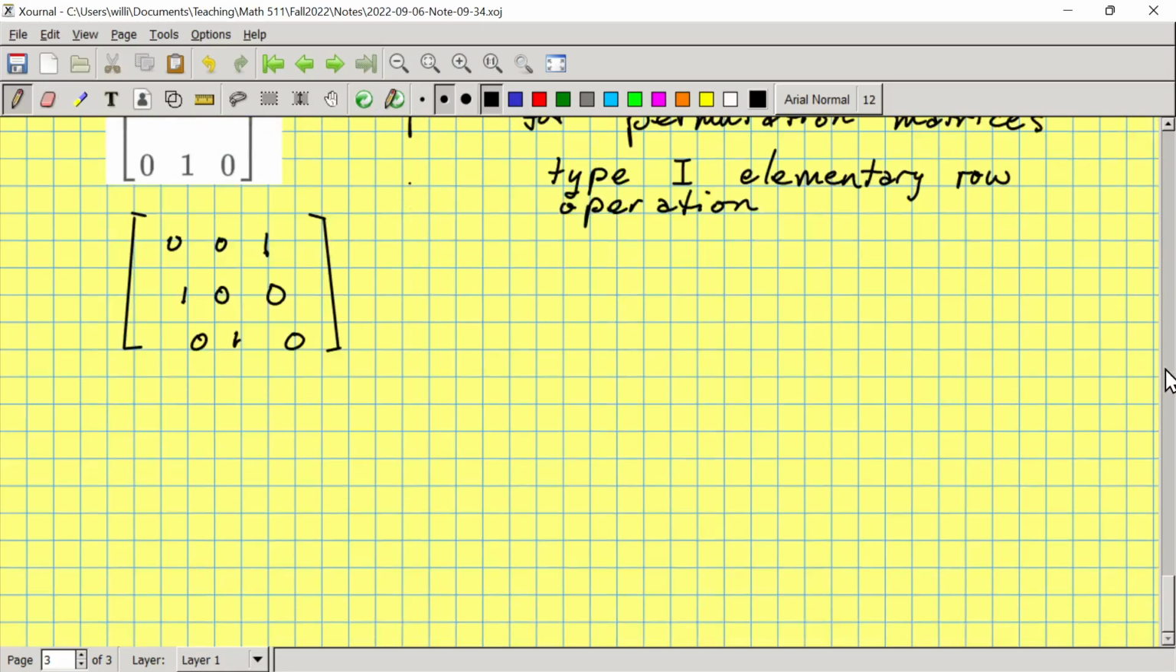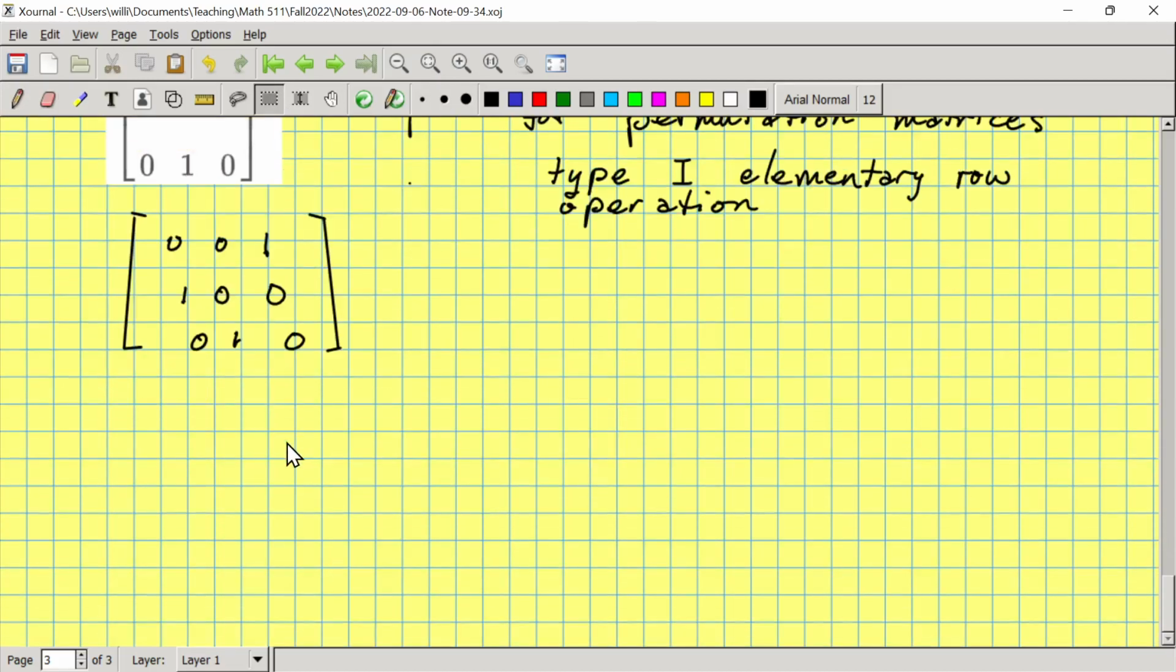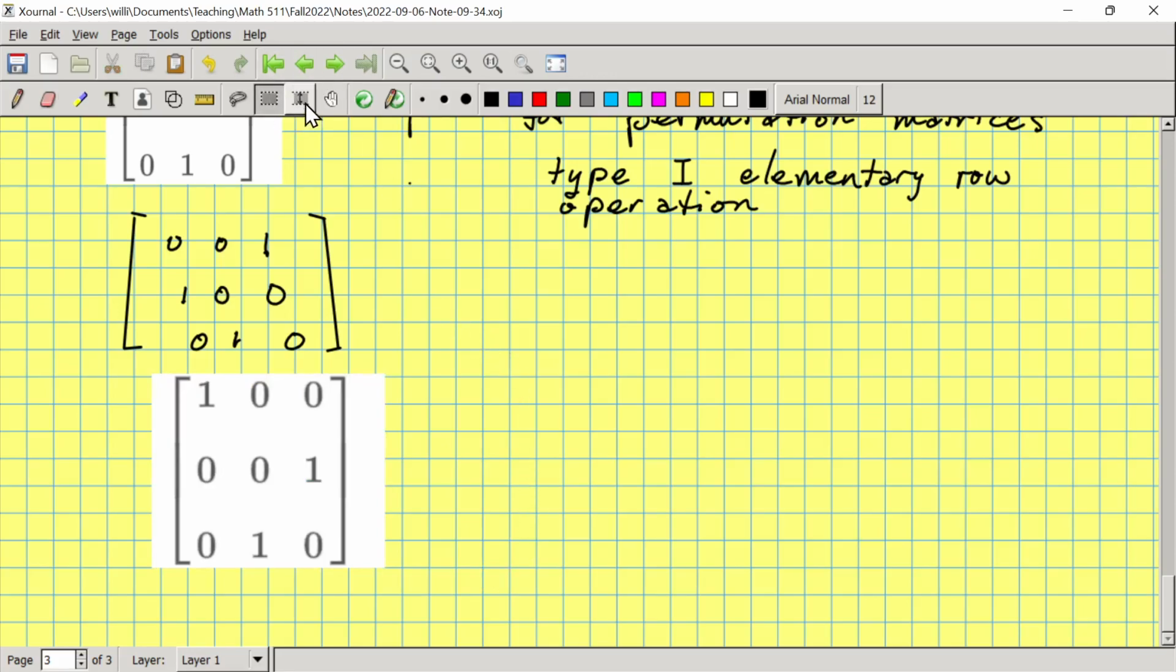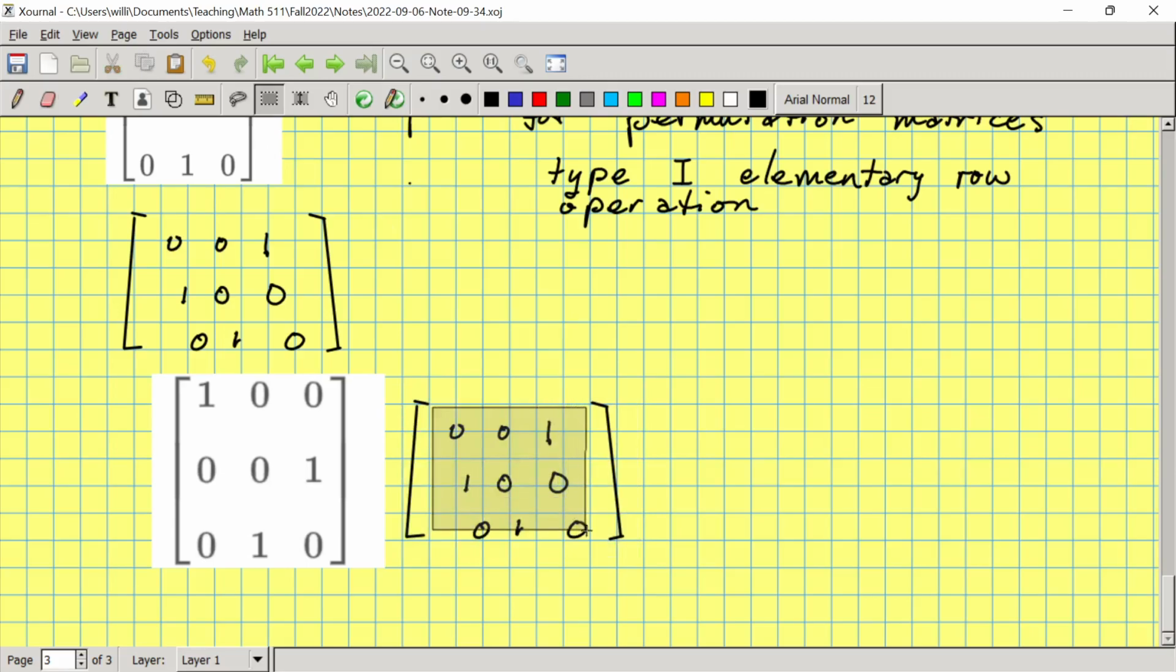So how do we do this? If we multiply this matrix here by some matrix A. There we go, I'll just make it bigger. And I'm going to borrow this one, and I'm going to make it a very simple elementary matrix. 1, 2, 3, 4, 5, 6, 7, 8, 9.